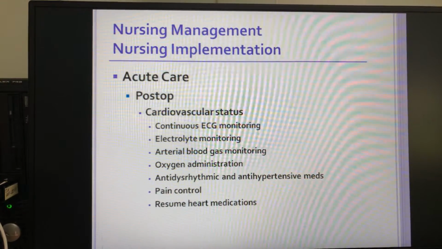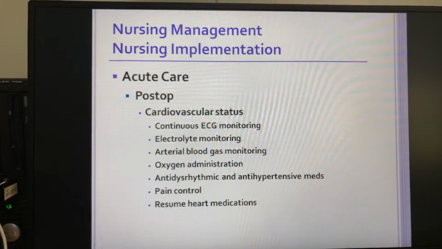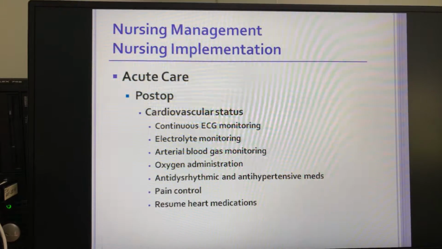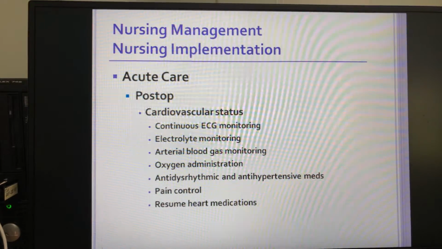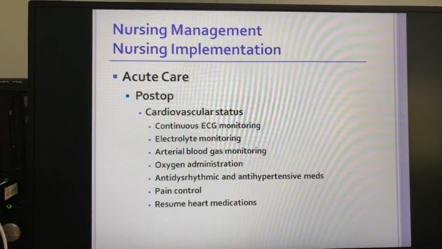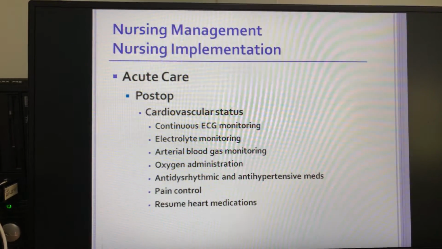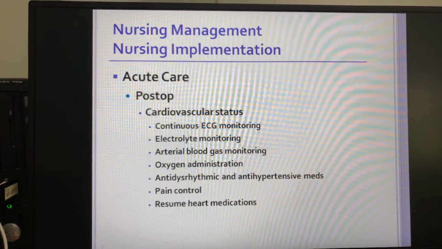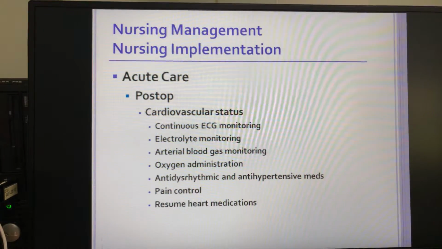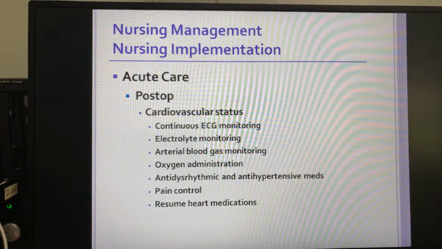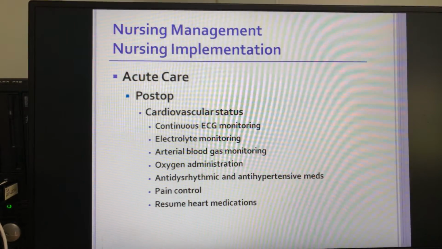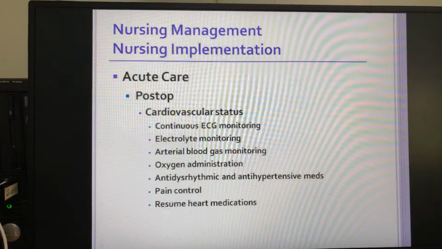Cardiac dysrhythmias may occur due to electrolyte imbalances, hypoxemia, hypothermia, or myocardial infarction. So these are a list of the things that we will do for these patients post-operatively. As it says here: continuous ECG monitoring, electrolyte monitoring, arterial blood gas monitoring, oxygen administration, anti-dysrhythmic and antihypertensive meds, pain control, and any cardiac meds that these patients were on need to be resumed.